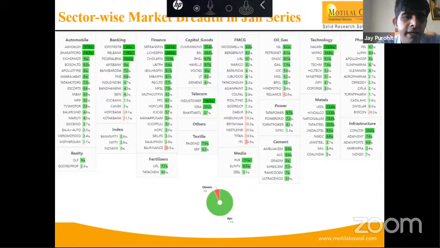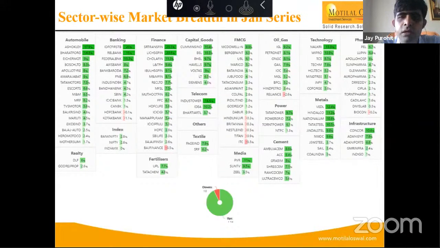In banking, IDFC First Bank, RBL Bank, Federal Bank are outperforming. In the NBFC space, or I can say finance space, LIC Housing, Shriram Transport, Chola are doing well. In capital goods, Cummins, BEL, BHEL, Havells. In fact, all the capital goods counters are trading in green, and good momentum is expected in coming days too.